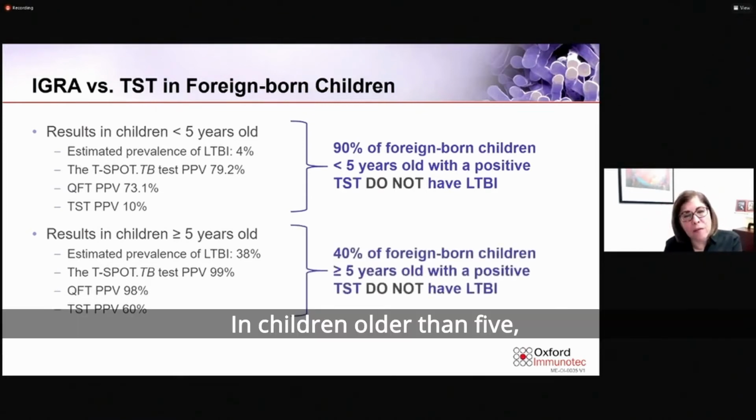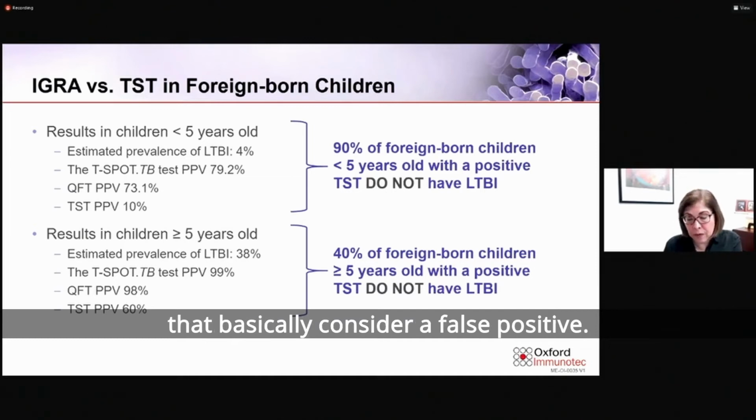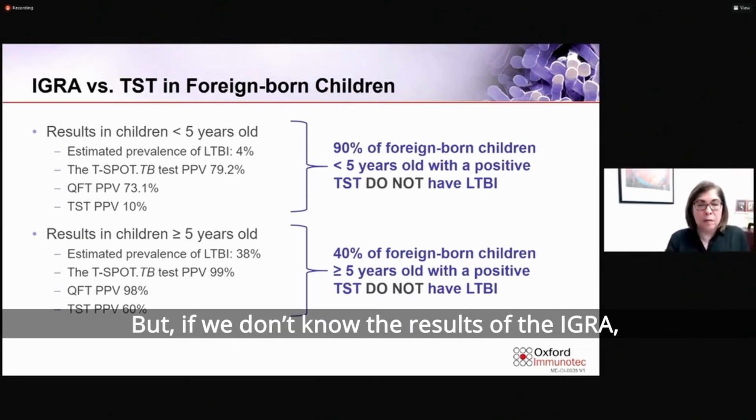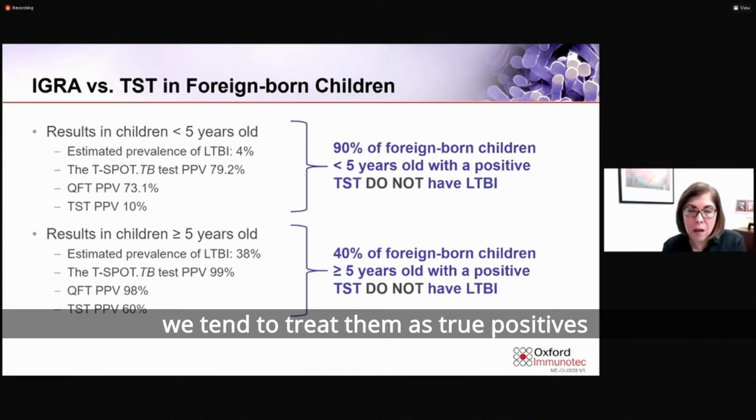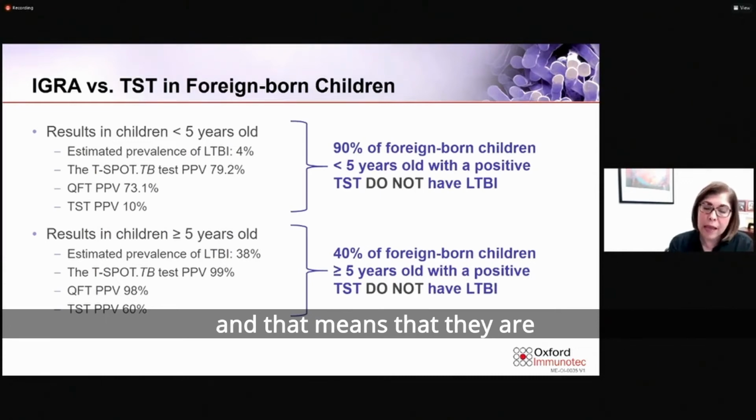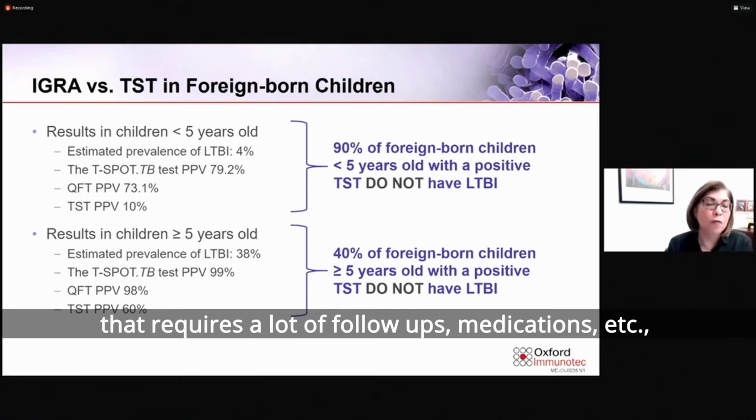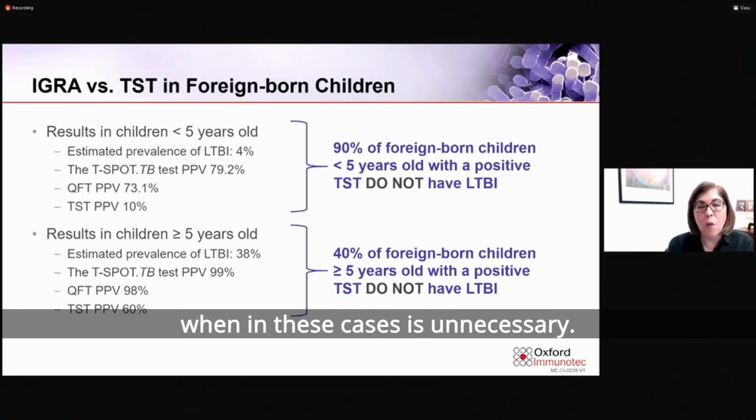In children older than 5, that is true 40% of the times. Children that are foreign-born that have a positive TST do not have LTBI. So that's a high number of patients that are tested positive, that it's basically considered a false positive. But if we don't know the results of the IGRA, we tend to treat them as true positives, and that means that they are treated for LTBI that requires a lot of follow-ups, medications, etc., when in these cases it is unnecessary.